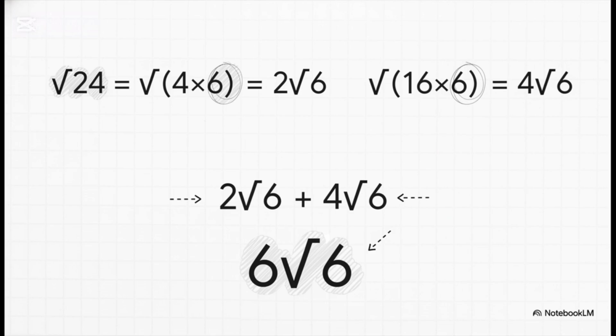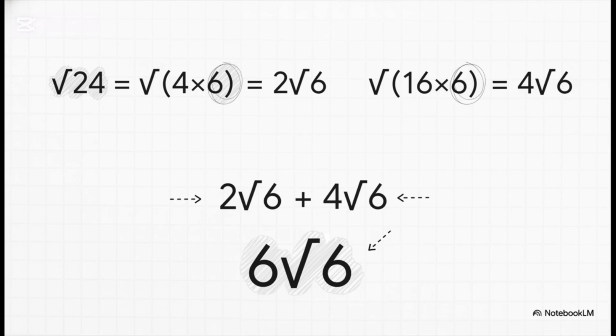Root 24, we can write that as root 4 times 6, which simplifies to 2 root 6. Now for root 96, a good factor is 16. So that's root 16 times 6, which is 4 root 6. And would you look at that? All of a sudden, they are like surds. Now we can just add them. 2 root 6 plus 4 root 6 gives us our final answer, 6 root 6.